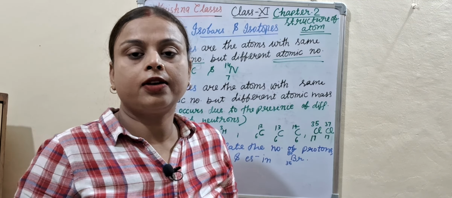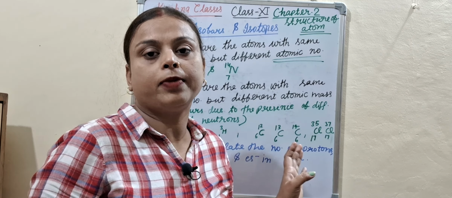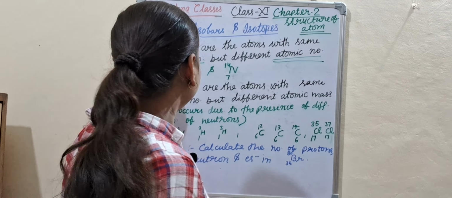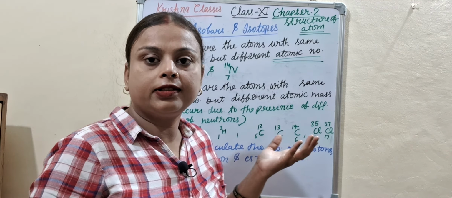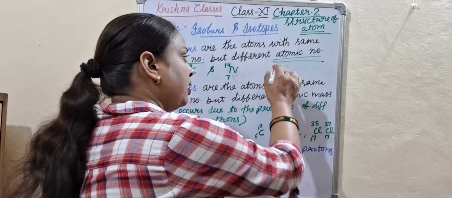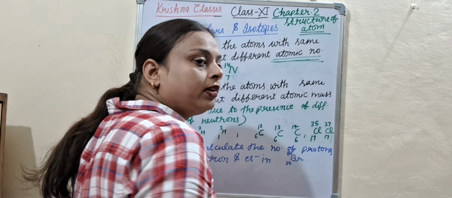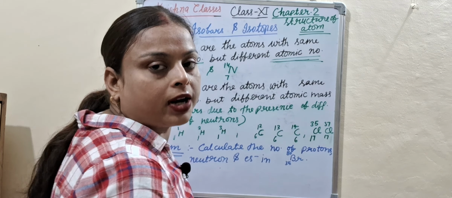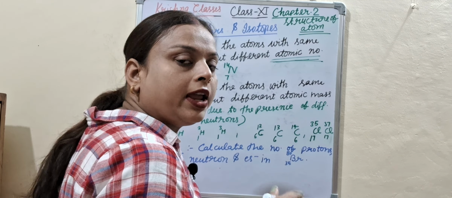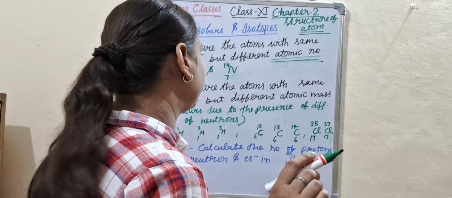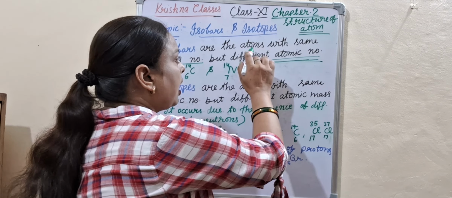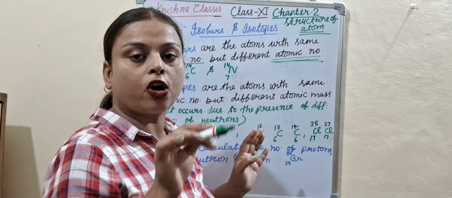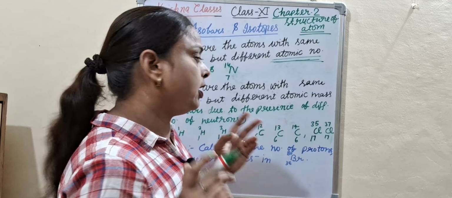What is the mass number and what is the atomic number? I also described it in my previous video. Atomic number is the number of protons, and atomic mass or mass number is the number of protons plus neutrons. All atoms are neutral, so the number of protons is equal to the number of electrons, which is equal to the atomic number. So isobars are the atoms with the same mass number but different atomic number. It means the atomic number is different, the mass number is same.